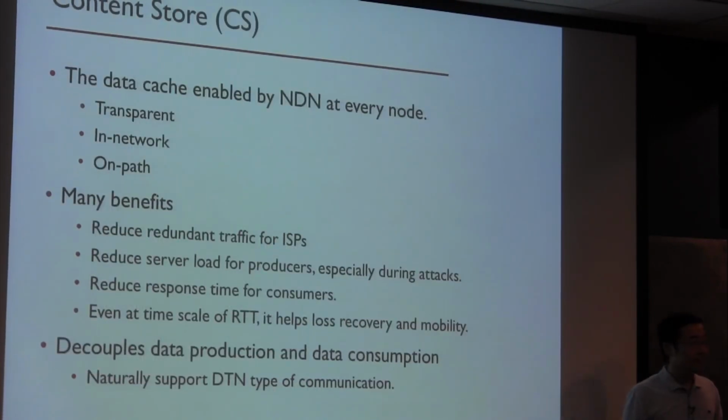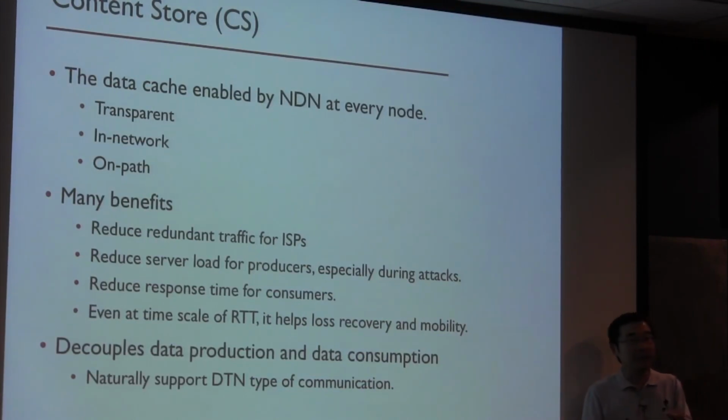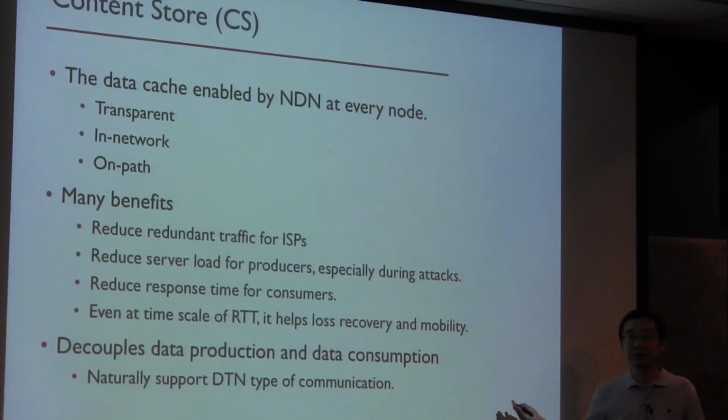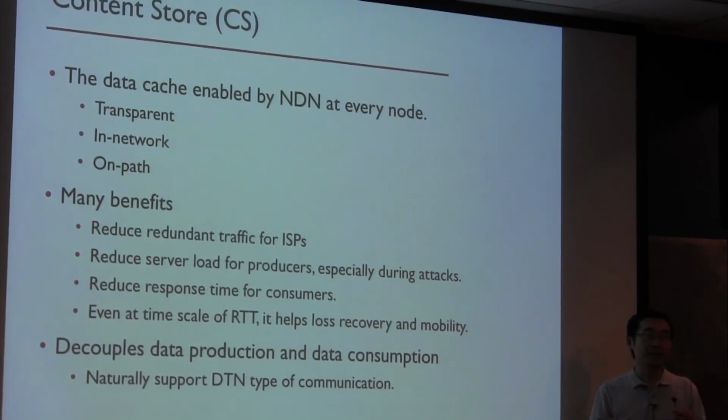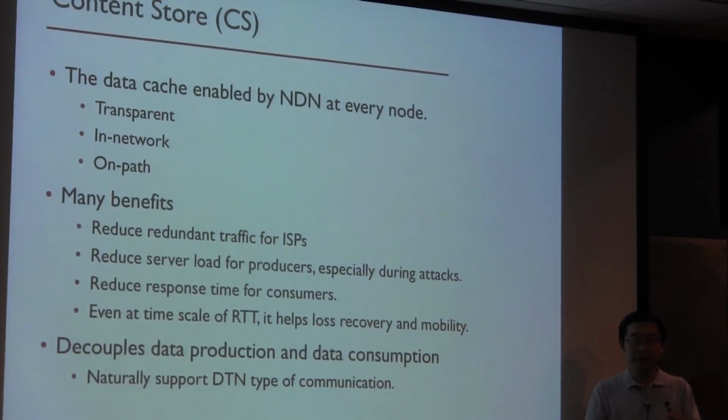Content store. That is where you check whether you have the content or not at the network layer. This is possible in NDN because in NDN, when you receive a data packet, it has a name. So if someone else later asks for the same data, you know it. In IP, just looking at an IP layer, IP header, you don't know it.